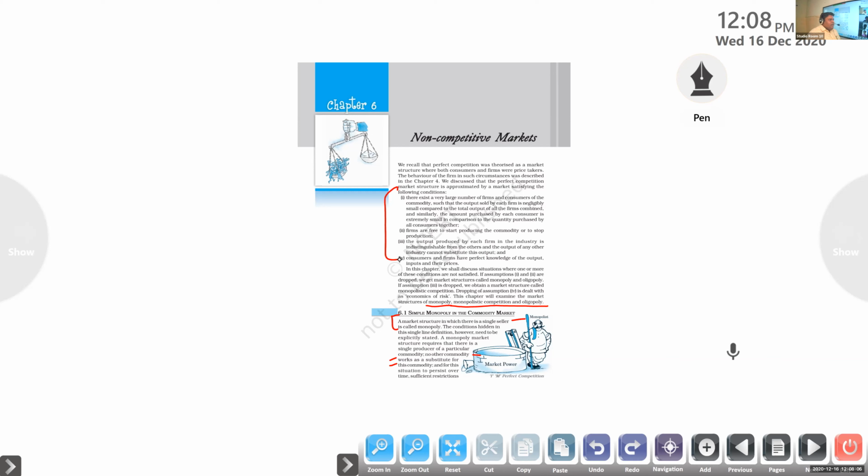Market demand and the market supply. The question is: what is market demand and what is market supply? The aggregate supply in the market is termed as the market supply. The aggregate demand is basically termed as the market demand.